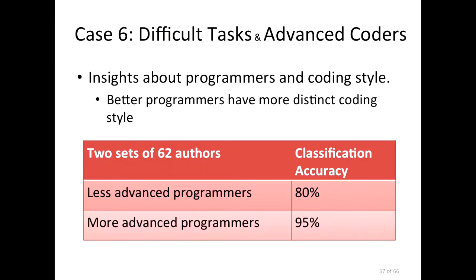We also wanted to see the differences between an advanced programmer versus a programmer that has a smaller skill set, and how this is reflected in their coding style. We saw that advanced programmers had a much more unique coding style compared to coders that had a smaller skill set. The difference here is 15%, and this shows a large and very significant difference in coding style.